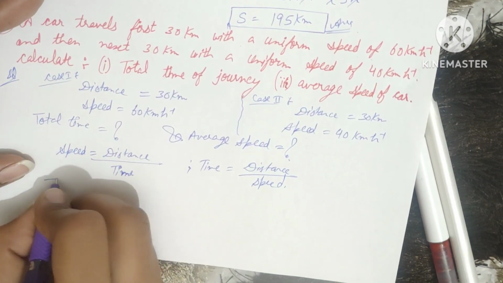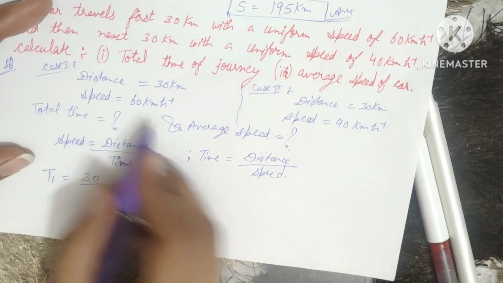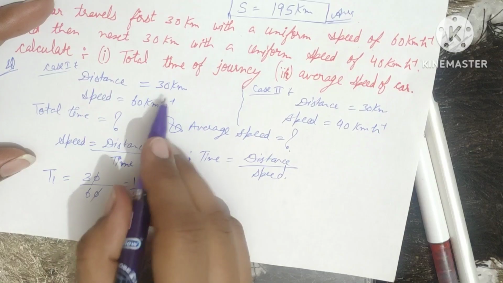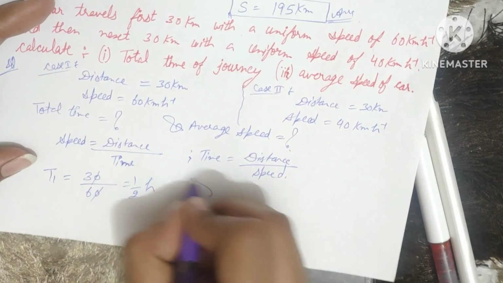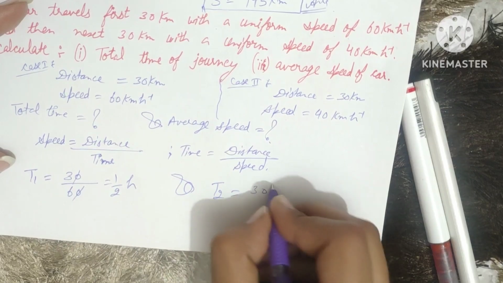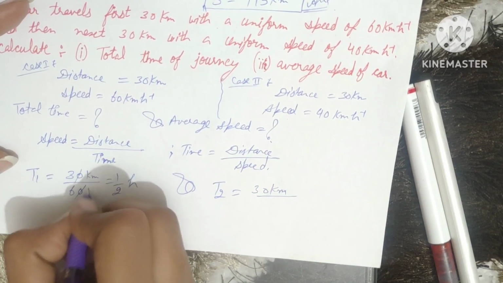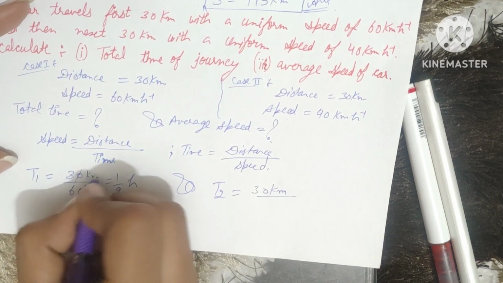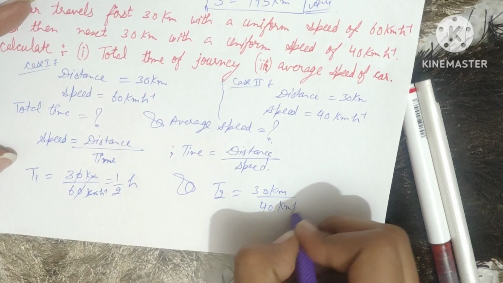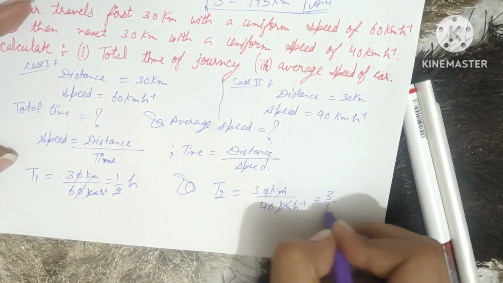So for the first case, T1 is equal to distance 1, which is 30, and the speed at that time is 60. So it is 1 by 2 in hour. And T2: distance is 30 again, and the speed is 40 kilometer per hour. That is 3 by 4 hour.